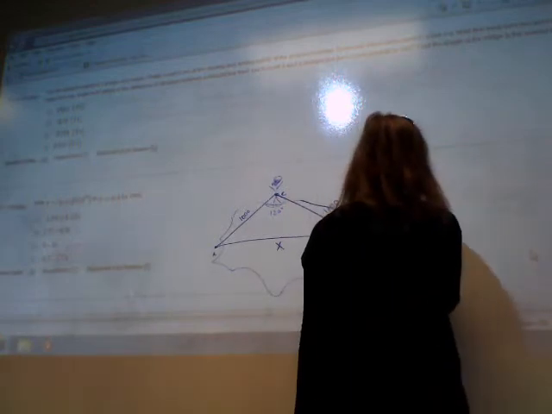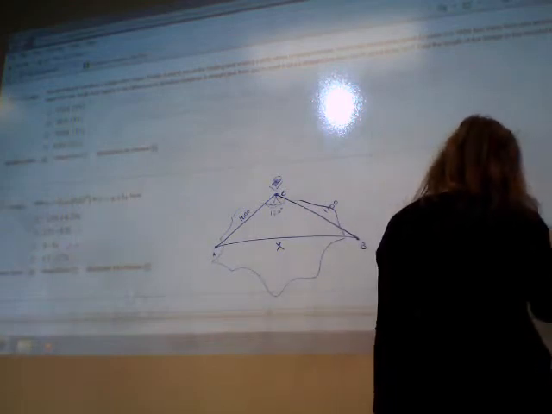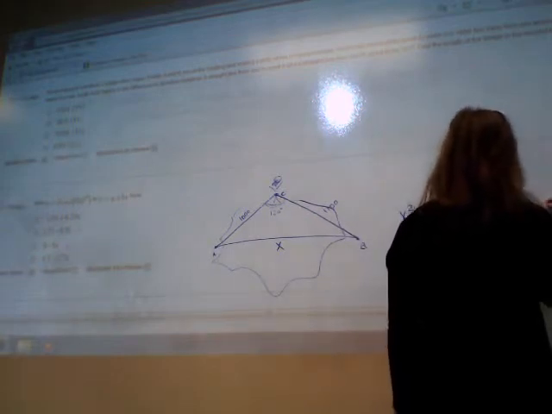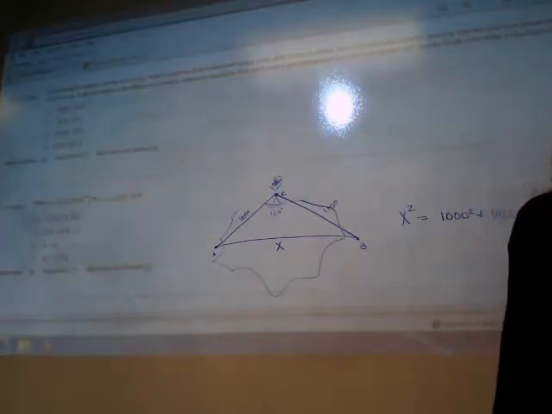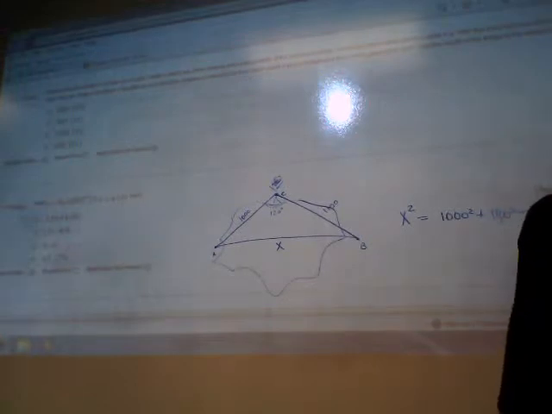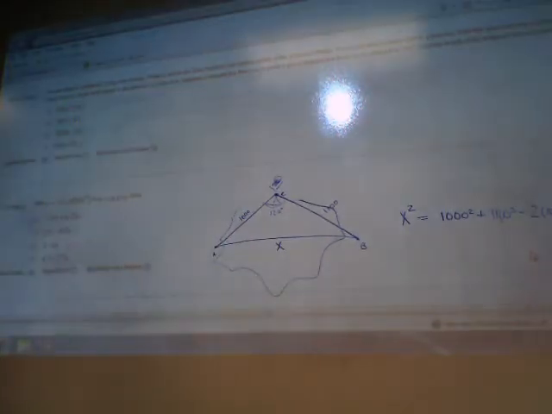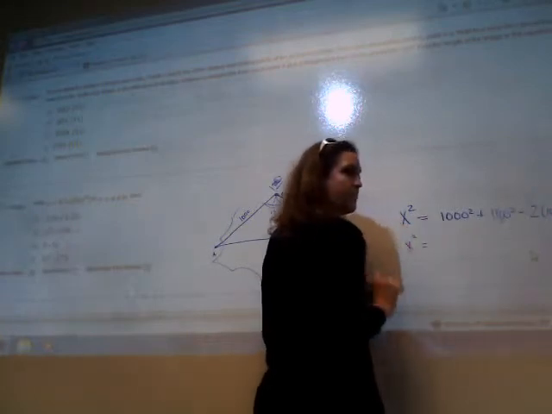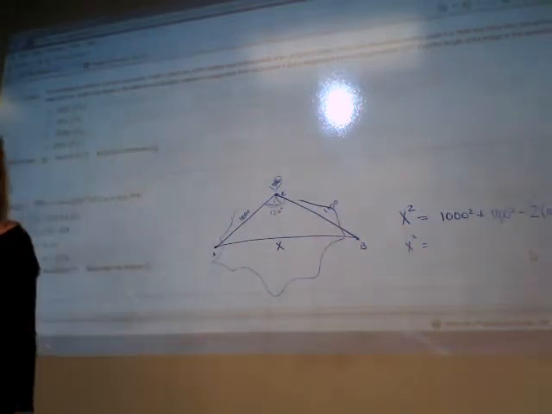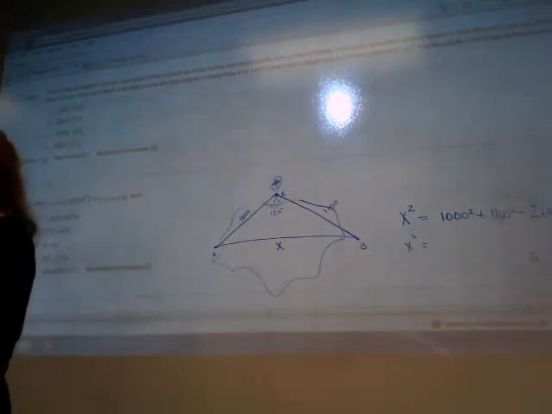All right, so we have that x squared is equal to 1,000 squared plus 1,100 squared minus 2 times 1,000 times 1,100 times the cosine of our angle, which is 120 degrees. Okay? Everybody good with that? All right, I'm just going to plug and chug here. This will not be on the no calculator portion, at least not with numbers that large.